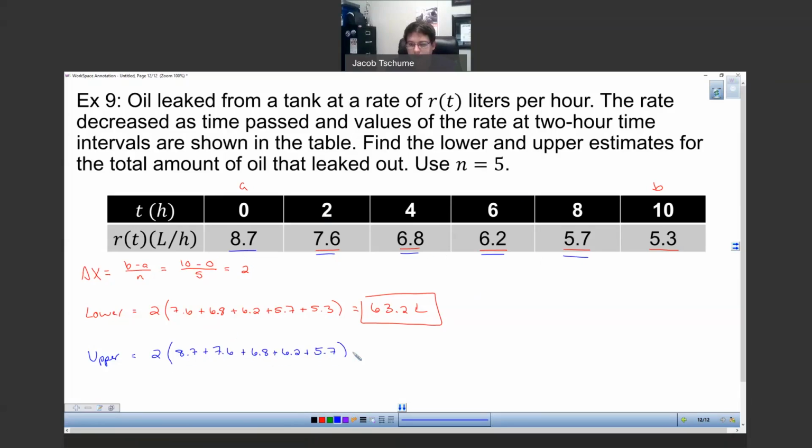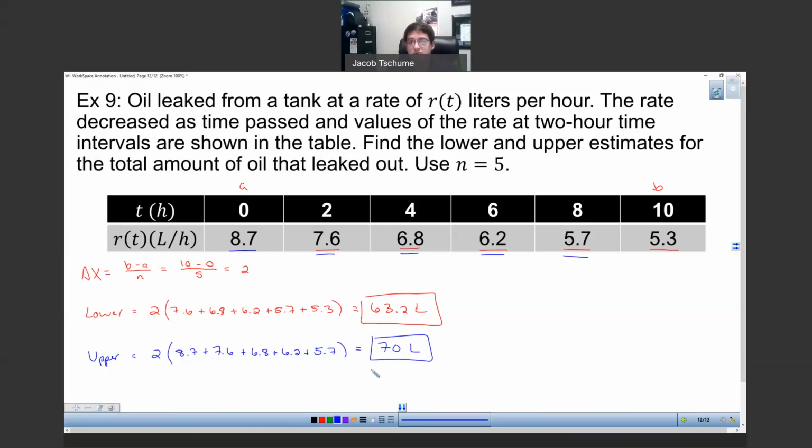So if you were to add all of those decimals up and then multiply that value by 2, you actually get the best number we've had in a while. You get exactly 70 liters. And that would be the upper estimate for how many liters of oil has leaked over the first 10 hours.